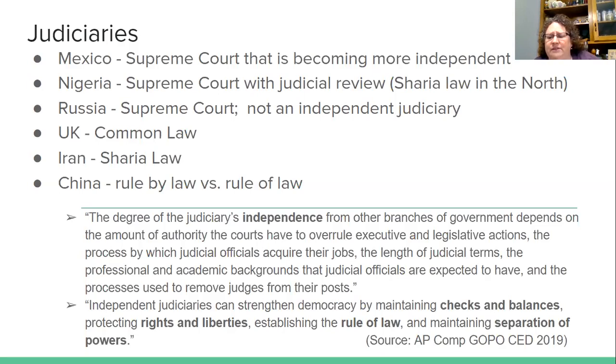So I just put a little note. This is a quote from the curriculum from the AP Comparative Guide, that how independent your judiciary is depends on how much authority the courts have. Like, can they actually overrule the executive and legislative actions? It's one thing to say in your constitution you have judicial review. It says that in the Russian constitution, but it's not actually happening, okay?